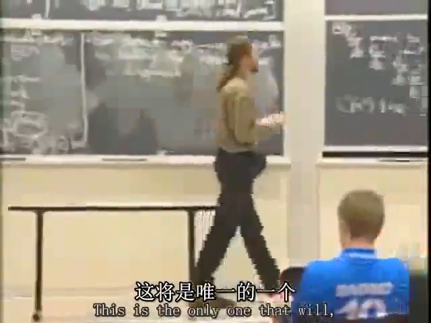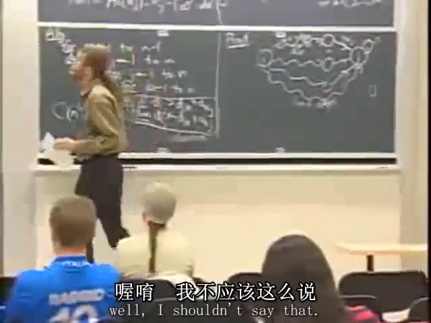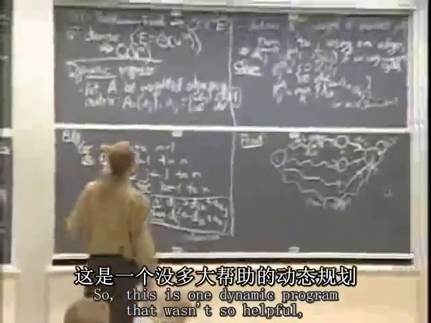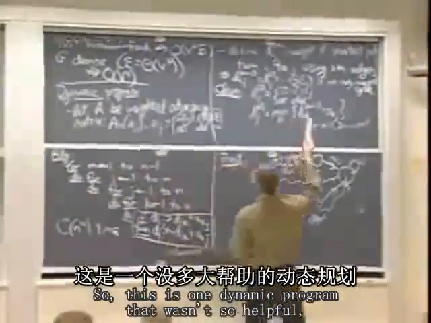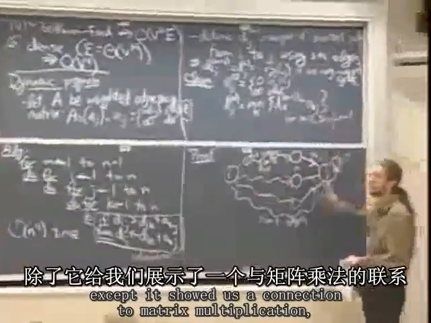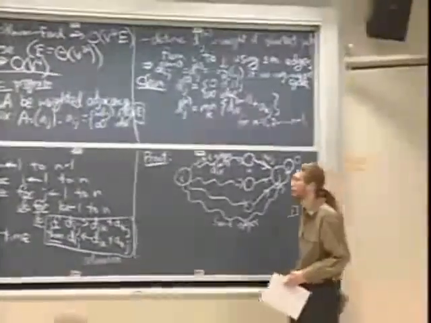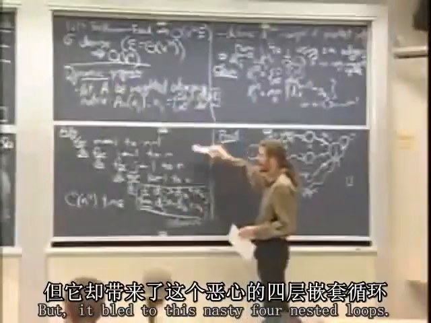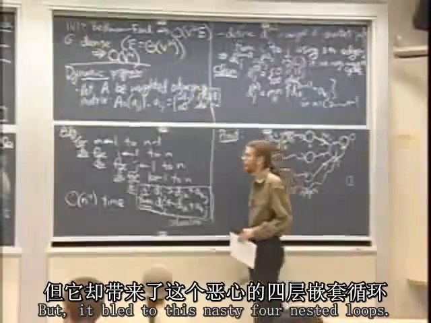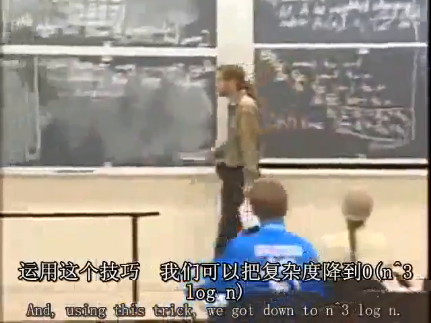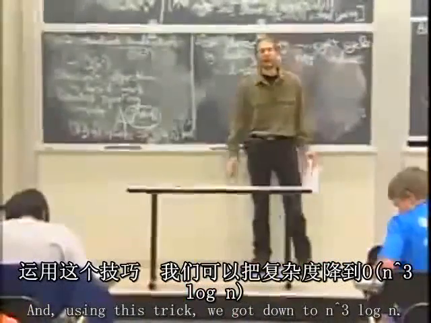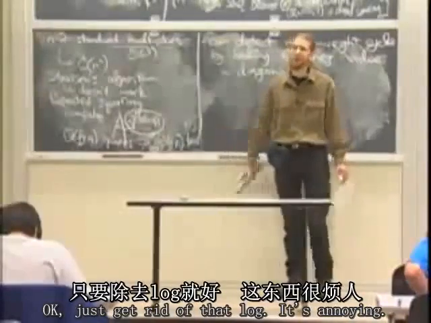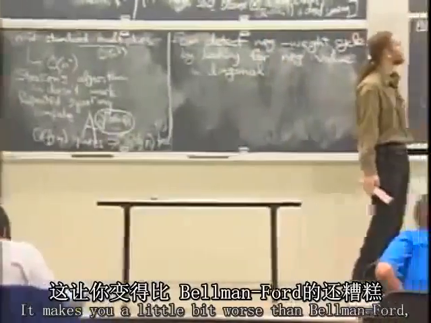This is the only one that will... I shouldn't say that. Fine, there we go. So this was one dynamic program that wasn't so helpful, except it showed us a connection to matrix multiplication, which is interesting. We'll see why it's useful a little bit more. But it led to this nasty 4 nested loops. And if we're using this trick, we got down to n cubed log n. Let's try just for n cubed. Okay, just get rid of that log. It's annoying. Makes you a little bit worse than Bellman-Ford in the sparse case.